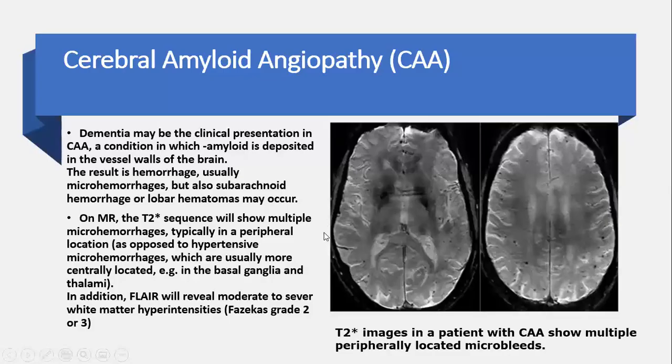Cerebral amyloid angiopathy. Dementia may be the clinical presentation in cerebral amyloid angiopathy, a condition in which amyloid is deposited in the vessel wall of the brain. The result is hemorrhage, usually microhemorrhage, but also subarachnoid hemorrhage or lobar hematoma may occur. On MR, the T2 star sequence will show multiple microhemorrhages, typically in a peripheral distribution.